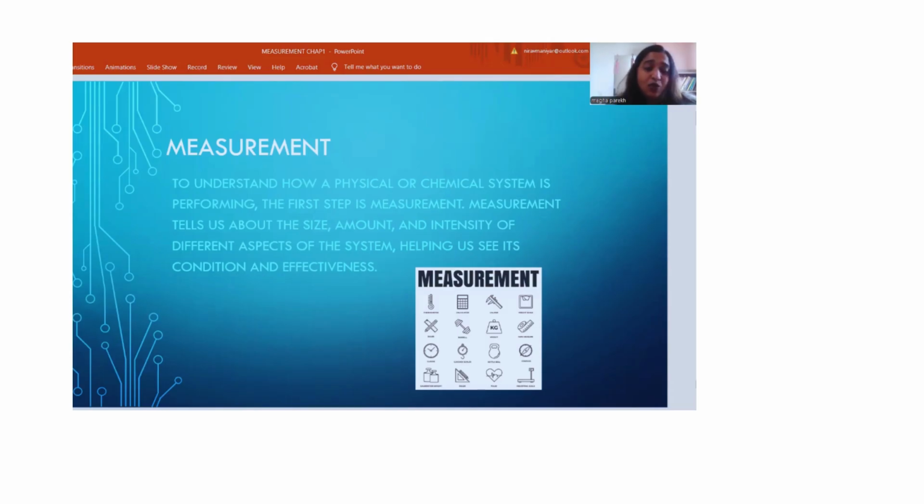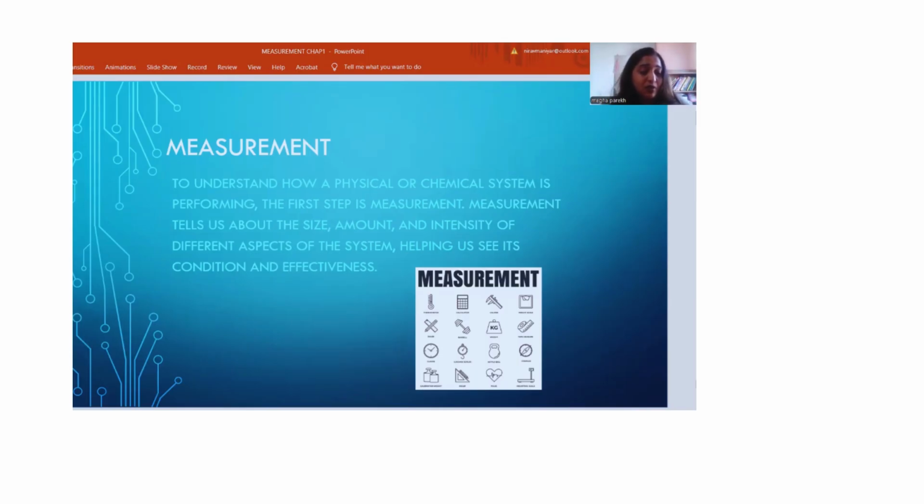Now we will go to what is measurement. To understand how a physical or chemical system is performing, the first step is measurement. The measurement tells us about the size, amount, and intensity of different aspects of the system, helping us see its condition and effectiveness. Why do we need measurement?